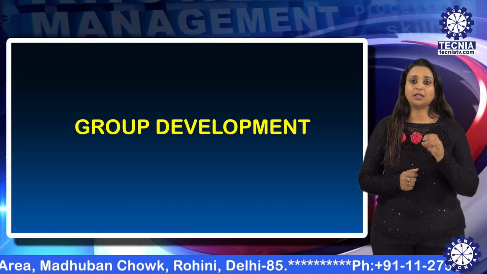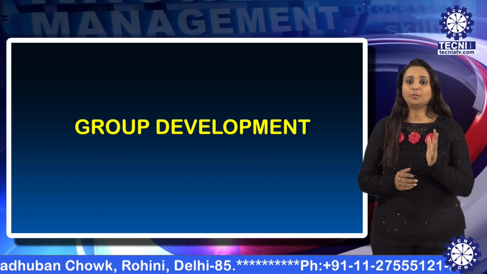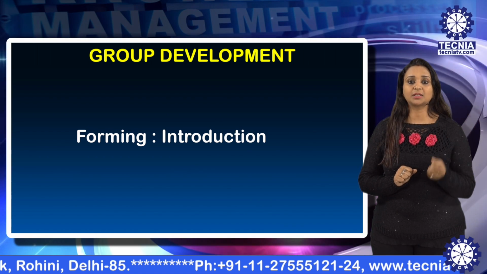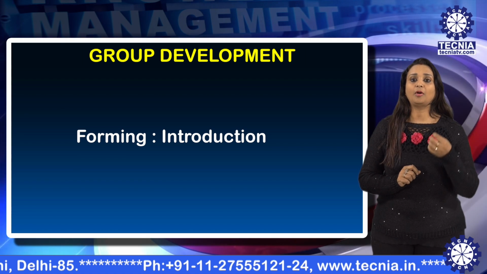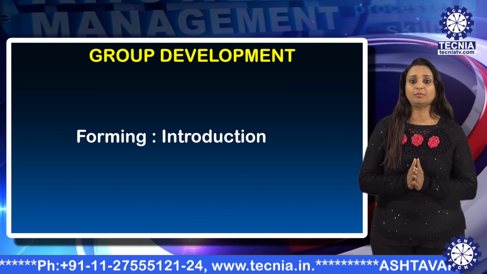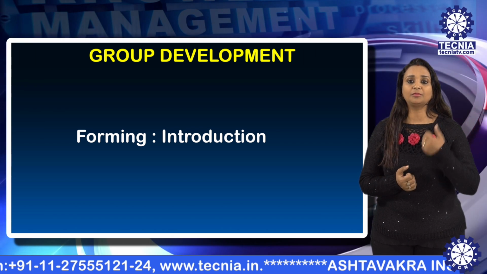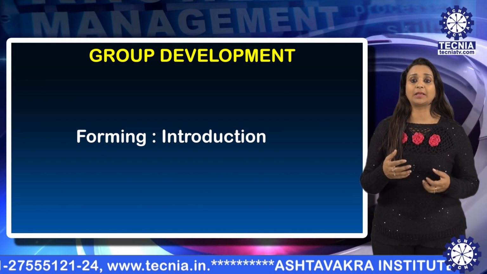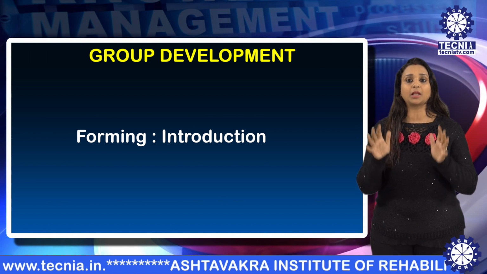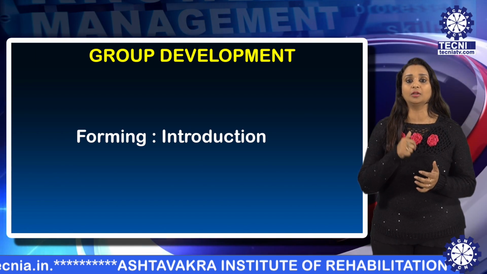So, let us begin the development stages. Group development consists of 5 stages. First is forming. What do we do in forming? The introduction of all the members. They share their personal information, they start to accept each other and they focus towards the group task which is to be done by all of them.